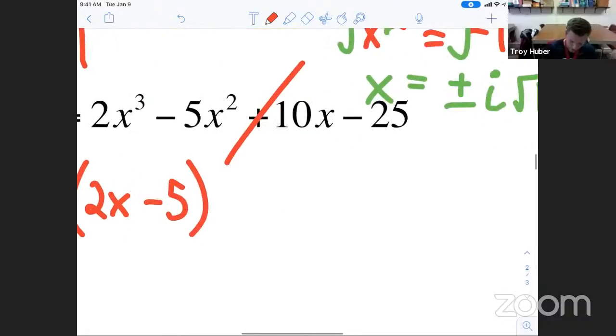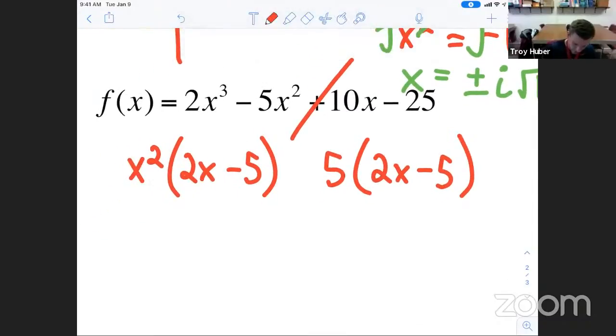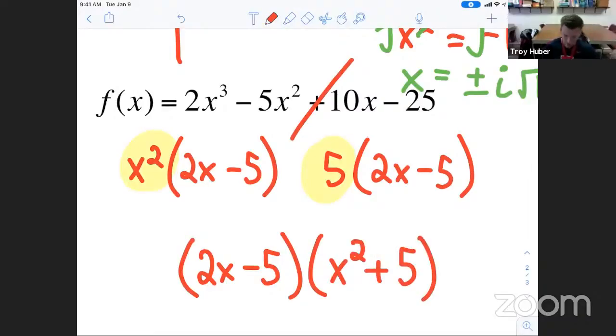All right, and then the second half, let's try to pull out maybe 5. So 5 times 2 is 10, and then 5 times 5 is 25. And then you'll notice, sure enough, these are both 2x minus 5. So we did it correctly. So now I write that 2x minus 5 times, and now I write these outside too. So we have x squared and then plus 5 because it's a positive 5.